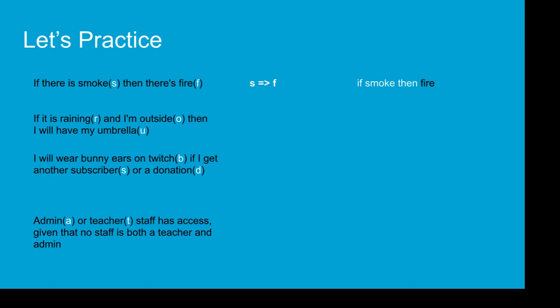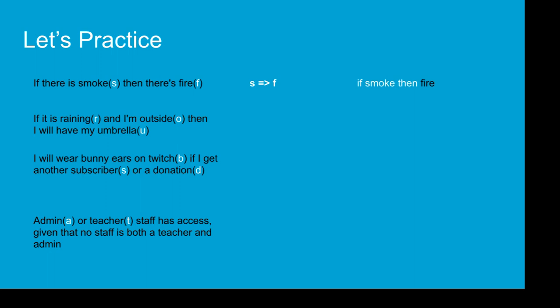All right, what about the next one? If it is raining, we'll call that R, and I'm outside, we'll call that O, then I will have my umbrella. So there's a couple of things going on here. What are they? The first part, if it is raining and I'm outside, what is that? And then an implication. Is it an equality for the second one? No, it's an implication. If I said if and only if, then it would be an equality. But if is just an implication.